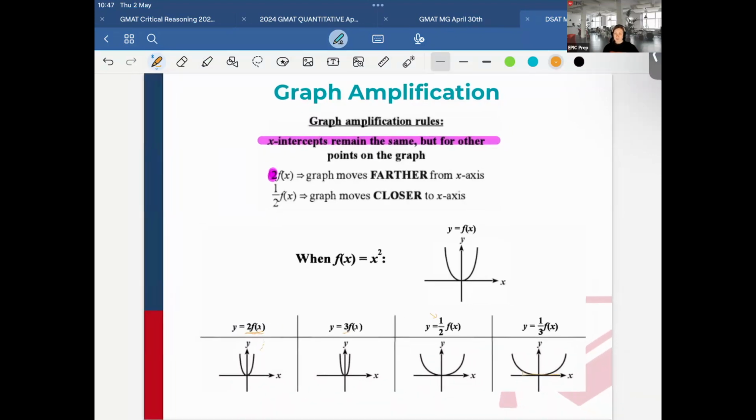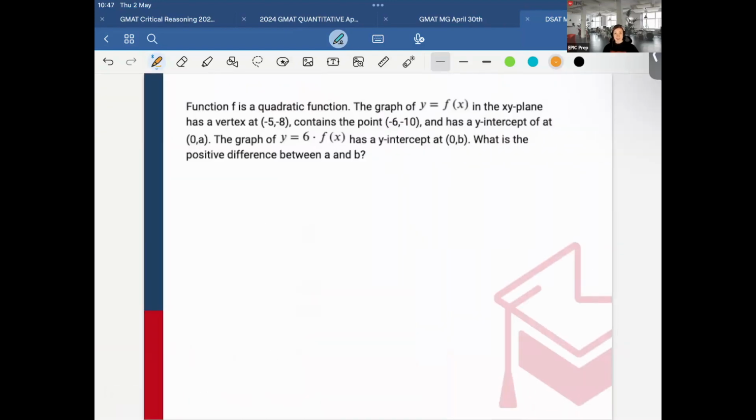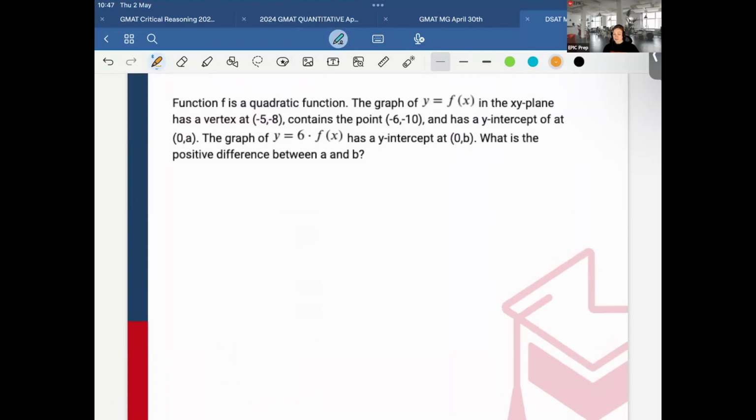Okay, so let's just see a problem in action. It says function f is a quadratic function. The graph y equals f of x in the xy-plane has a vertex of (-5, -8), contains the point (-6, -10), and has a y-intercept at (0, a). The graph of y equals 6 times f of x has a y-intercept at (0, b). So this is graph amplification happening. And I'm asked what is the positive difference between a and b.